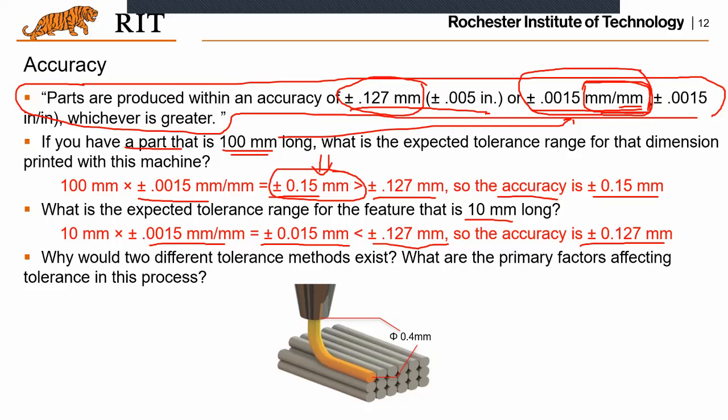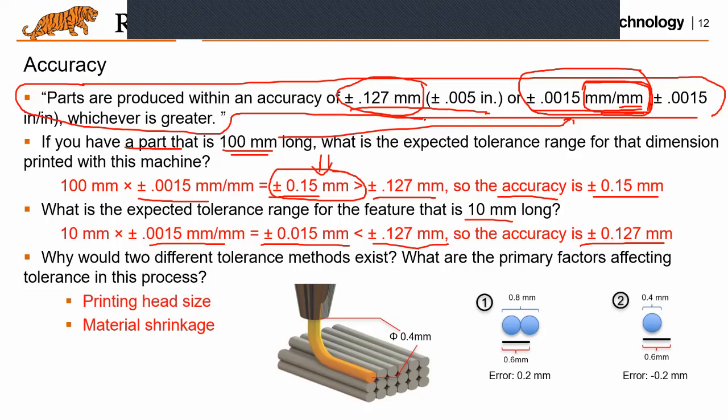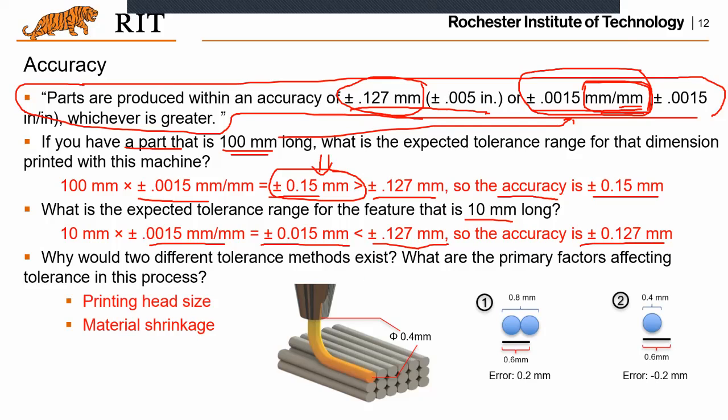But why is there a printing head or nozzle size error? If we look at this illustration, you should be able to understand. For example, let's say you have a nozzle that has a 0.4 millimeter size. And you have a part which is 0.6 millimeter in length. So how do you print it, right?